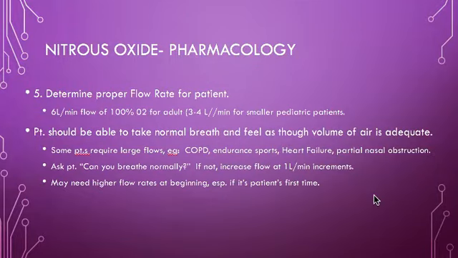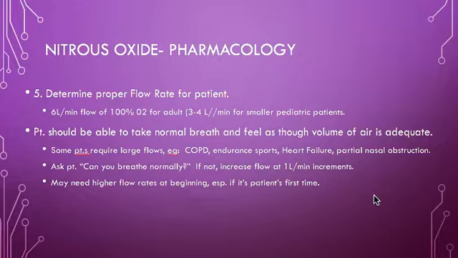Now, the next step is to determine the proper flow rate for the patient. You remember that we talked about starting with a 6 liters per minute flow of oxygen for an adult. The patient should be able to take normal breaths and feel as though that volume of air is adequate. And if it's not, then you'll need to adjust it.